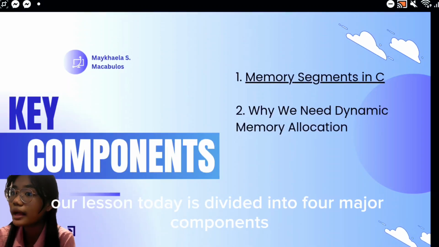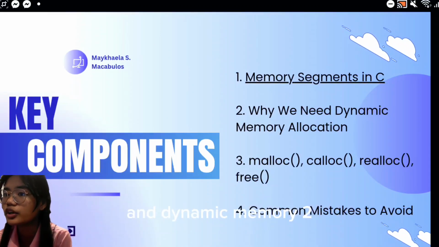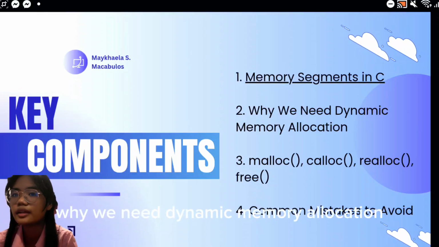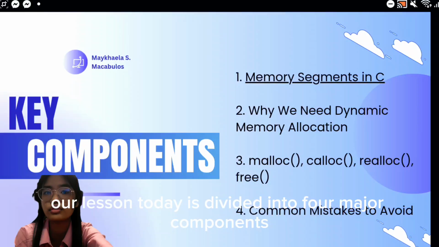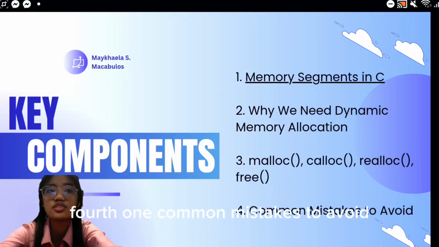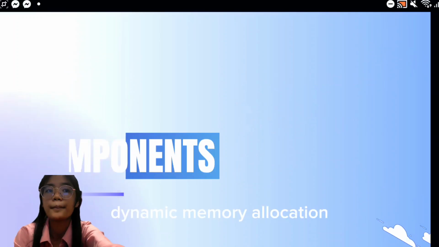Our lesson today is divided into 4 major components. First, memory segments in C. Second, why we need dynamic memory allocation. Third, malloc, calloc, realloc, and free, or DMA functions. Fourth, common mistakes to avoid. Let's begin with memory segments.